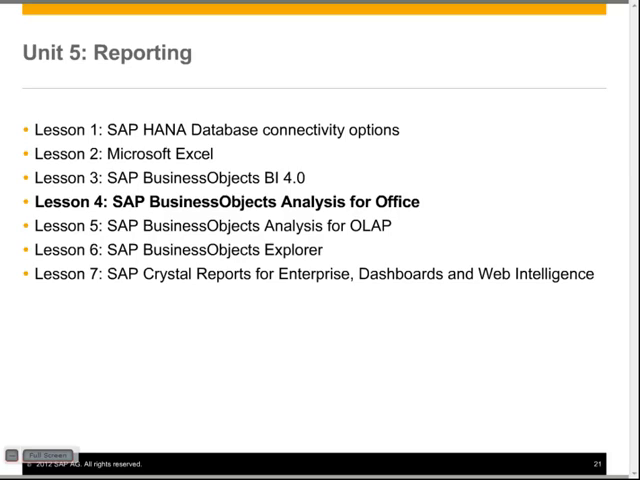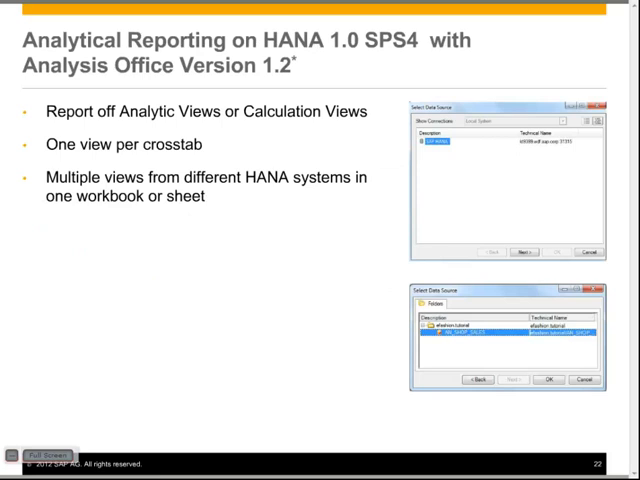Okay, so let's see a little bit about these clients in detail that fall under the Business Objects umbrella. We start by looking at the Analysis for Office. We said that Analysis for Office is something that kind of sits in between Office and BO. With Analysis for Office, you can report on multiple views, even from different HANA systems in one workbook or sheet. And it's not just Office-based, because you can save a workbook and you can open it from a Business Objects platform, as in the server itself.